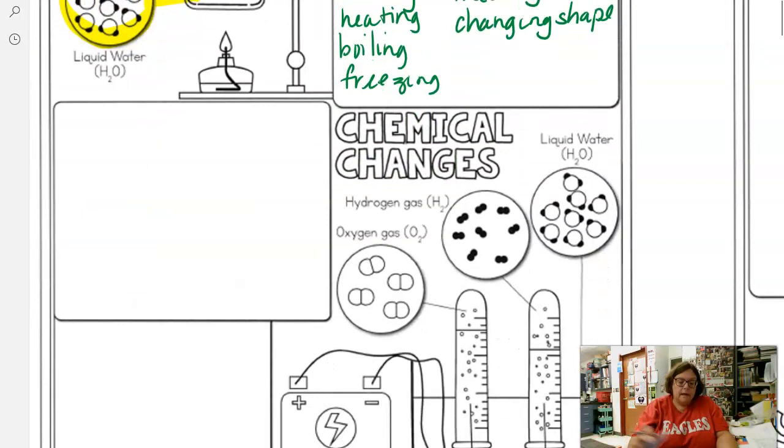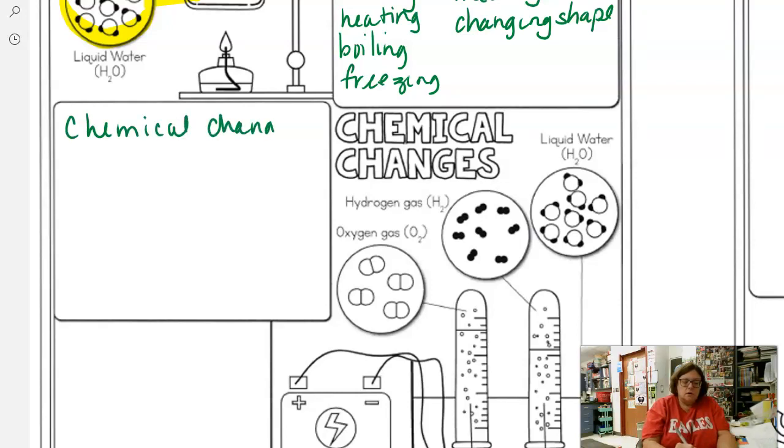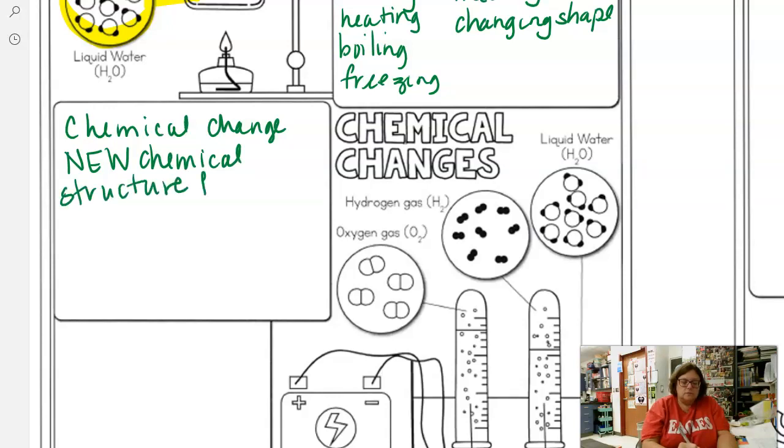Okay? Chemical changes, on the other hand, in a chemical change, a new chemical structure forms. New substance.